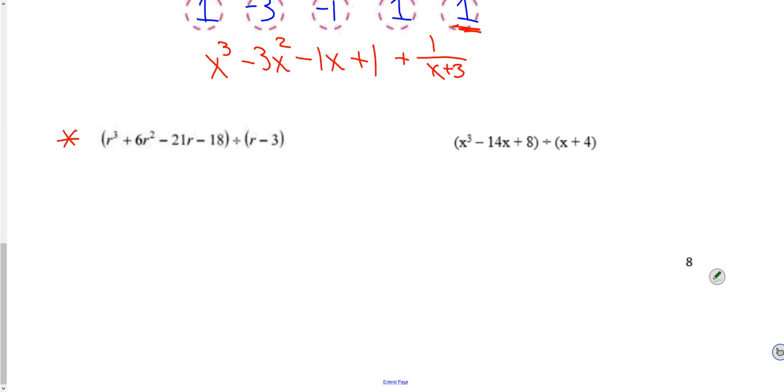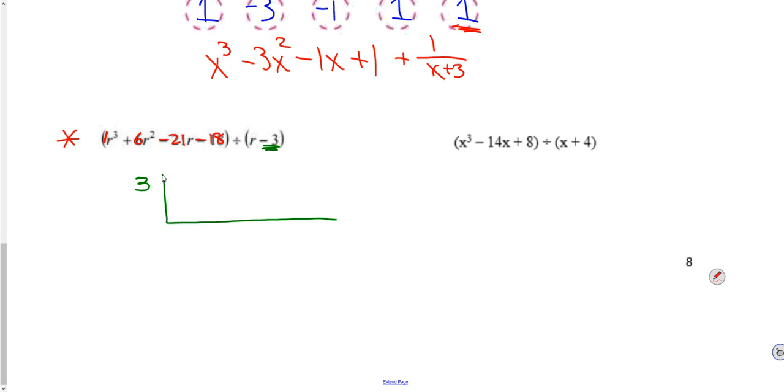Okay, so I think I'm going to do this problem again, just because there's a lot of questions, and maybe I wasn't clear. So let me show you where everything comes from. So the number that we put in front on the outside comes from this right here, except we don't use the -3, we change its sign, so it's a +3. The numbers that go on the inside, they are the coefficients of each term. So coefficient means number in the front. So it's 1, 6, -21, and -18.